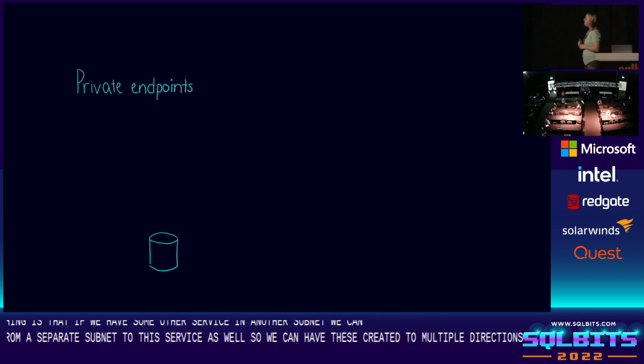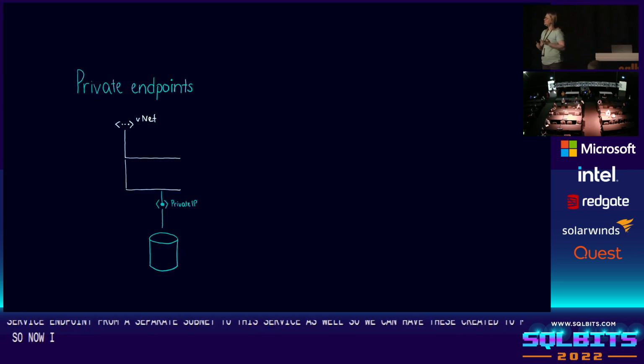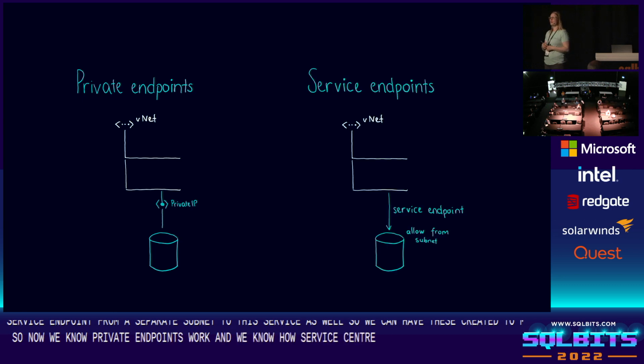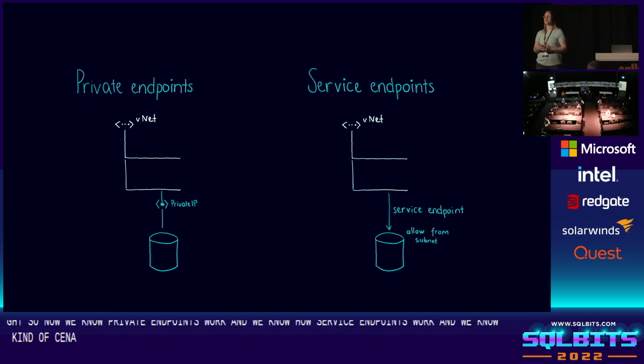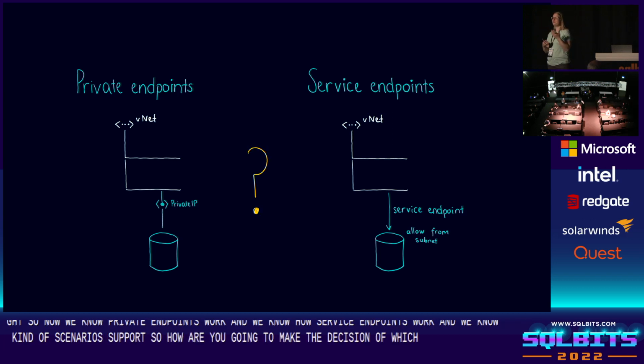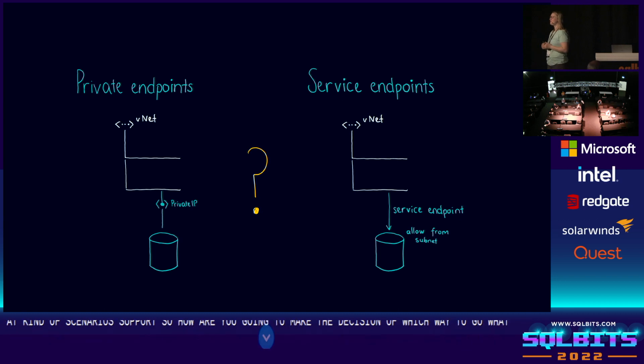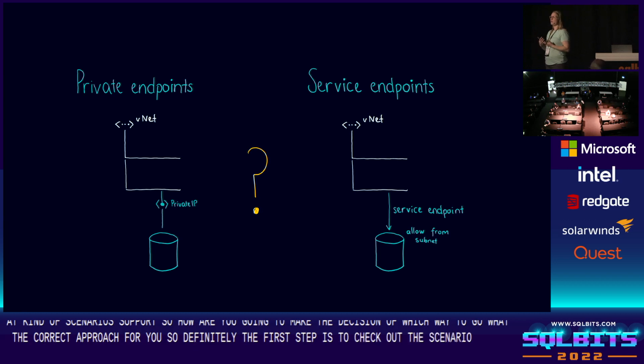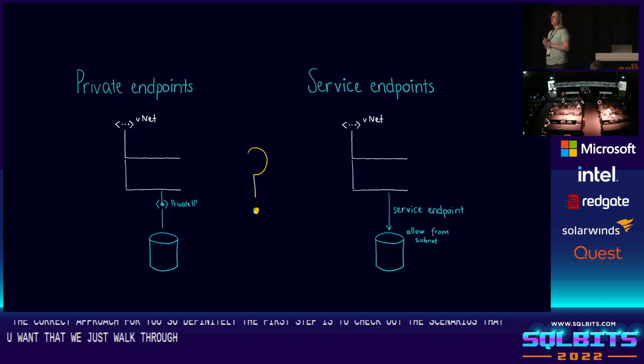All right. So now we know how private endpoints work, and we know how service endpoints work, and we know what kind of scenarios they support. So how are you going to make the decision of which way to go? What is the correct approach for you? So definitely the first step is to check out the scenarios that you want, that we just walked through. Do you need connectivity from your own site over VPN? Do you need connectivity over peerings, etc.?